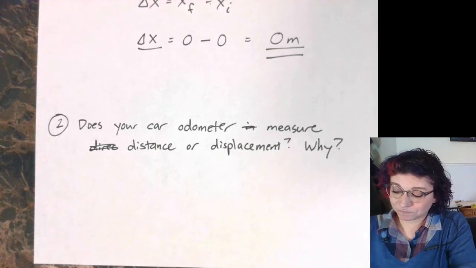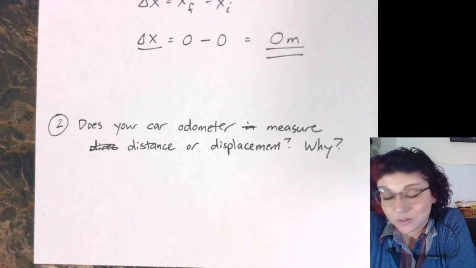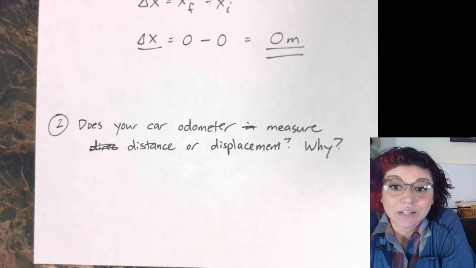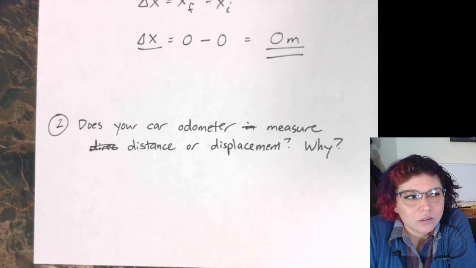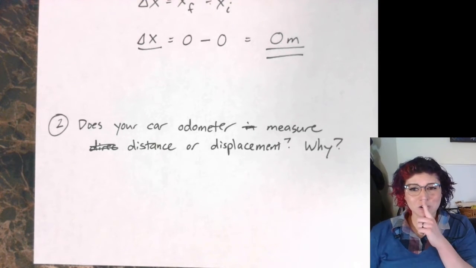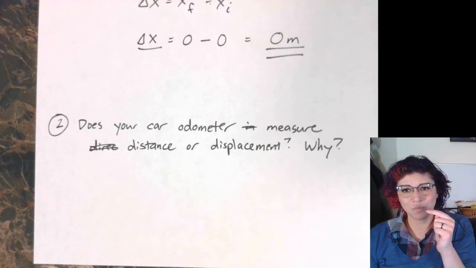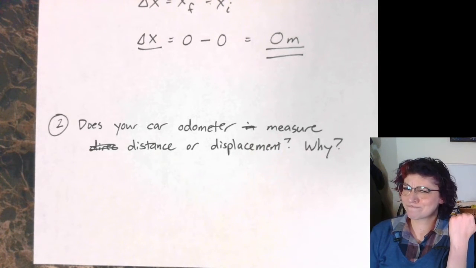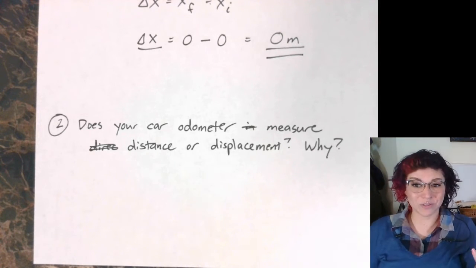Let's say you're driving and you see your car odometer in front of you on the dashboard, and you see it going up, up, up as you drive, putting miles on your car. Is it measuring distance or displacement? Does that odometer take into account direction? Does it go positive numbers one way, negative numbers another? Or does it just count total miles traveled?